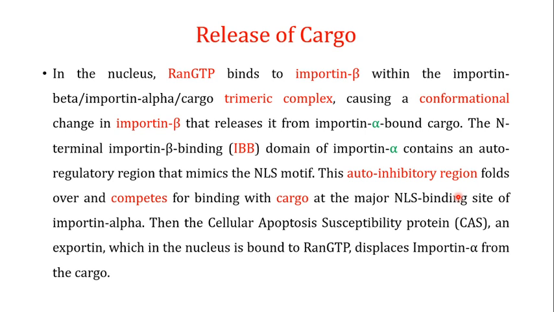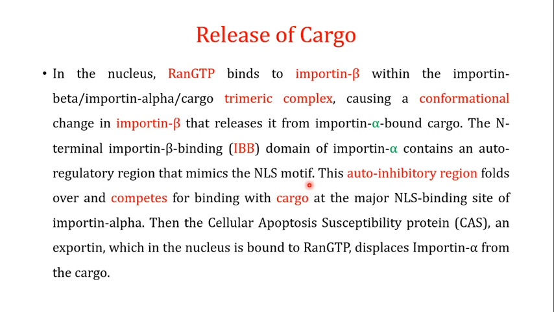Now how does this happen? In the nucleus, when the RAN-GTP binds to the importin-β, this causes a conformational change in the importin-β, and that releases it from the importin-α bound cargo. Now, the N-terminal importin-β binding domain of the importin-α contains an autoregulatory region that mimics the NLS motif. Come back to the diagram that we discussed at the start of the video, that there is an autoregulatory region within the importin-β binding domain.